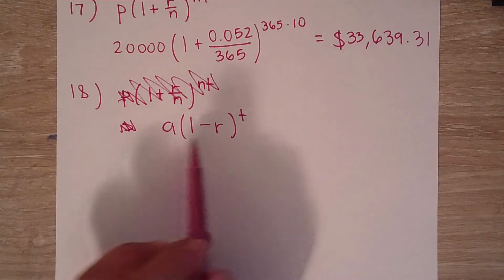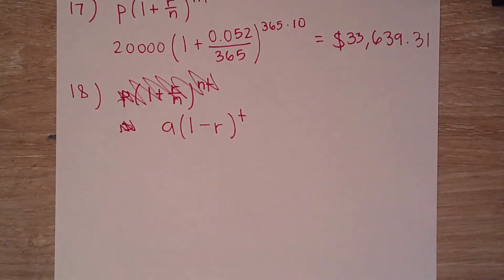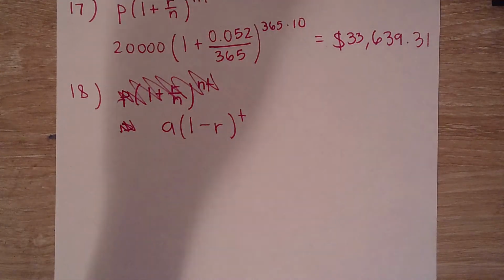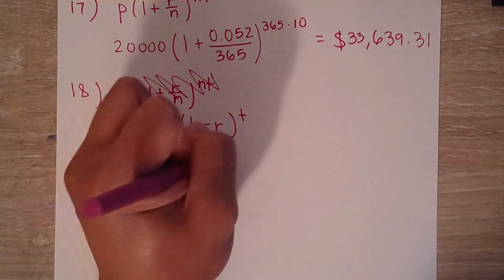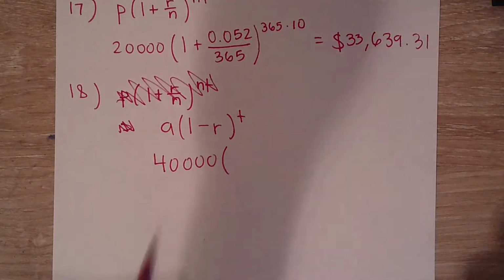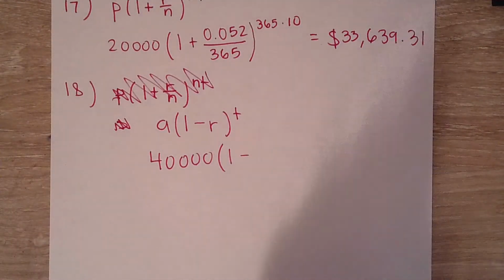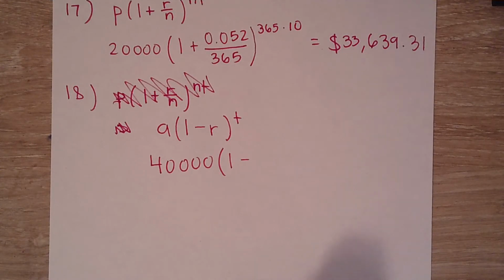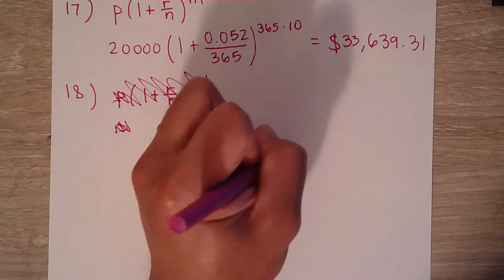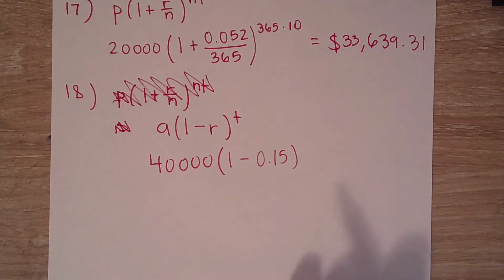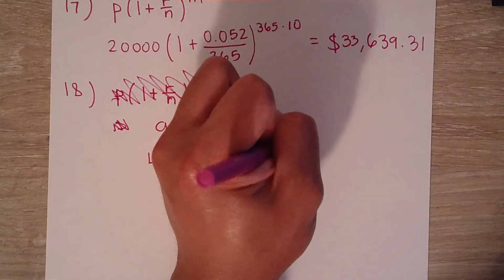So, which is exactly what I have here. A multiplied by 1 minus r to the t power. So our bolt starts off worth $40,000. All right, and then we subtract our rate as a decimal. It says 15%. So writing that as a decimal, 0.15. All of that raised to the t power. So how much would it be worth after 3 years?